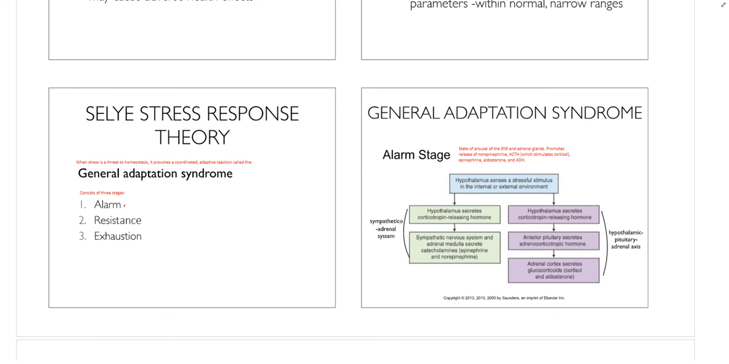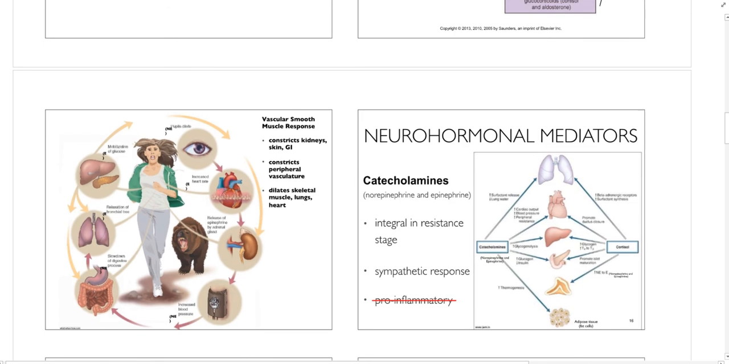Like, let's say you're getting chased by a bear. That's pretty straightforward. So here's that person getting chased by a bear. When we have that fight or flight reaction, we're going to have vascular smooth muscle responses as constriction of the kidneys, the skin, the GI tract, because those really aren't very important towards immediate survival.